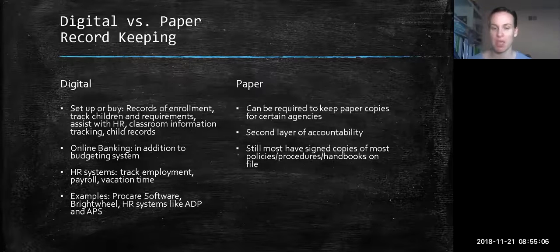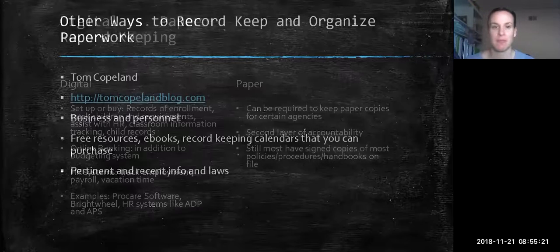And then most of us are always going to have signed copies, and maybe this can be PDFs that we keep somewhere on our computer, and that's probably what we're headed towards. But a lot of programs still have signed copies in a file as well: procedures, policies, handbooks.